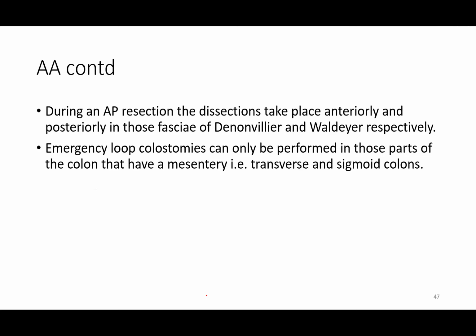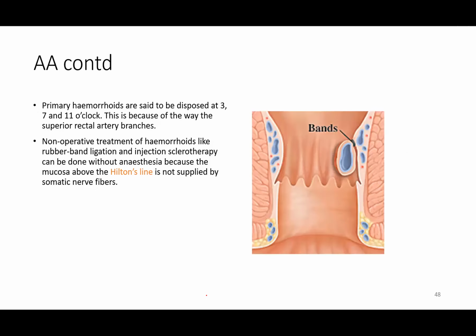Emergency loop colostomy can only be performed in those parts of the colon that have a mesentery. That is the transverse and sigmoid colon.